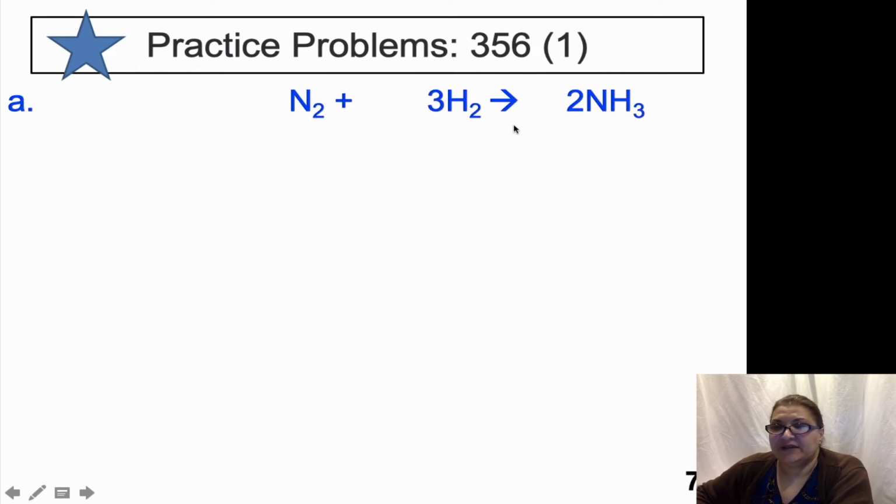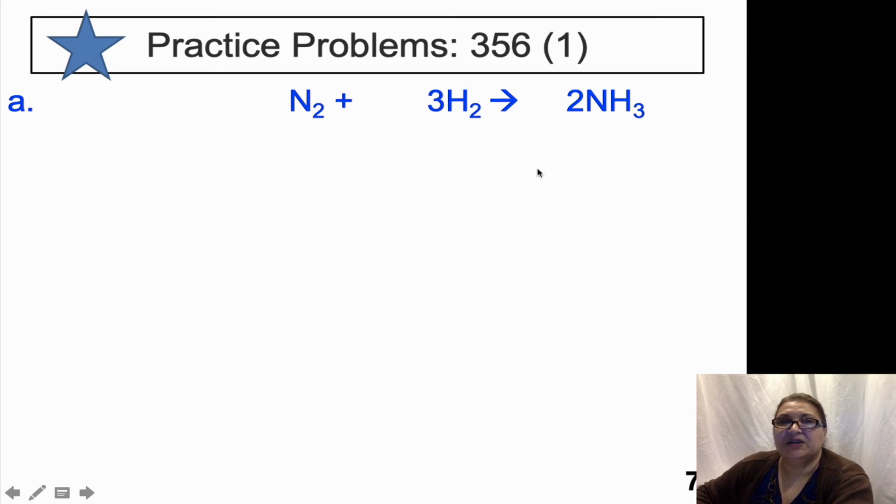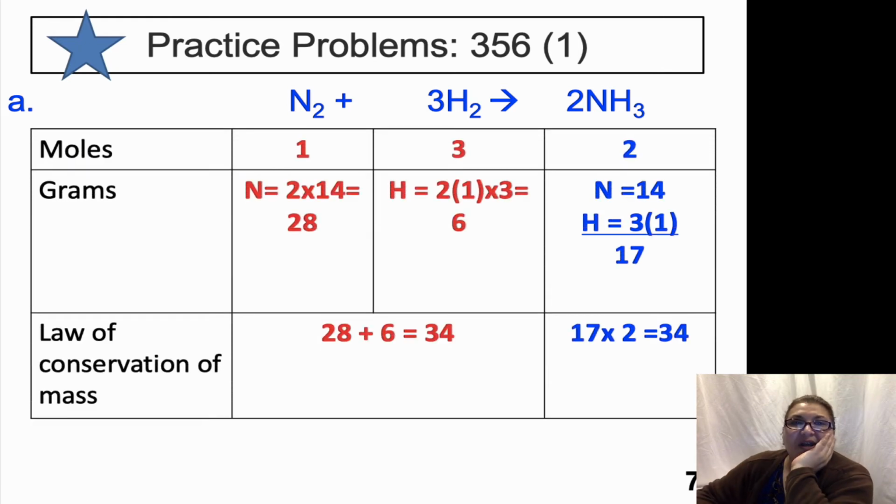Now if it's not balanced, then you won't see any of the coefficients. So you have coefficients, it's balanced. So now we have to start with the number of moles. So you have 1 of N2, 3 moles of H2, and 2 of NH3.